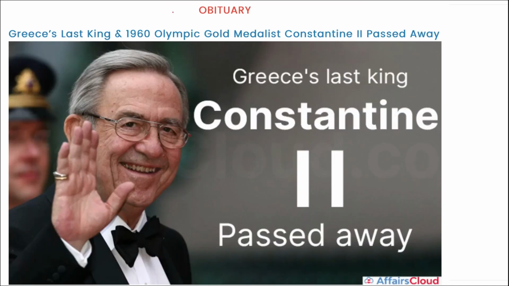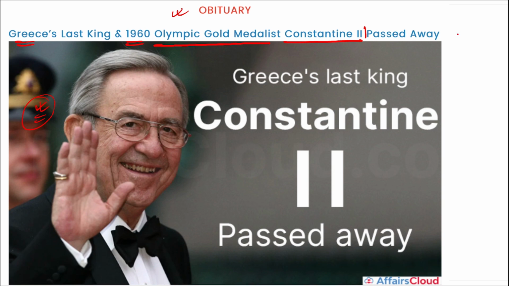Next, we are talking about obituary. Greece's last king and 1960 Olympic gold medalist Constantine II has recently passed away. As you can see him in the picture, he is the last king of Greece and also a 1960 Olympic gold medalist by the name Constantine II. Highly important, do take a note of this.